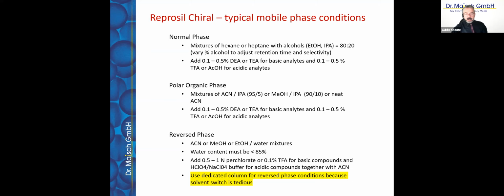In reverse phase, you obviously work with acetonitrile or an alcohol and water mixtures. The water content has to be less than 85%. And again, when you work with basic compounds, you add perchlorate or TFA. And if you work with acidic compounds, you add perchlorate buffer. Once again, if you work under reverse phase conditions, it's recommended to dedicate a column to this eluent, because it's not possible to switch back to the other modes.